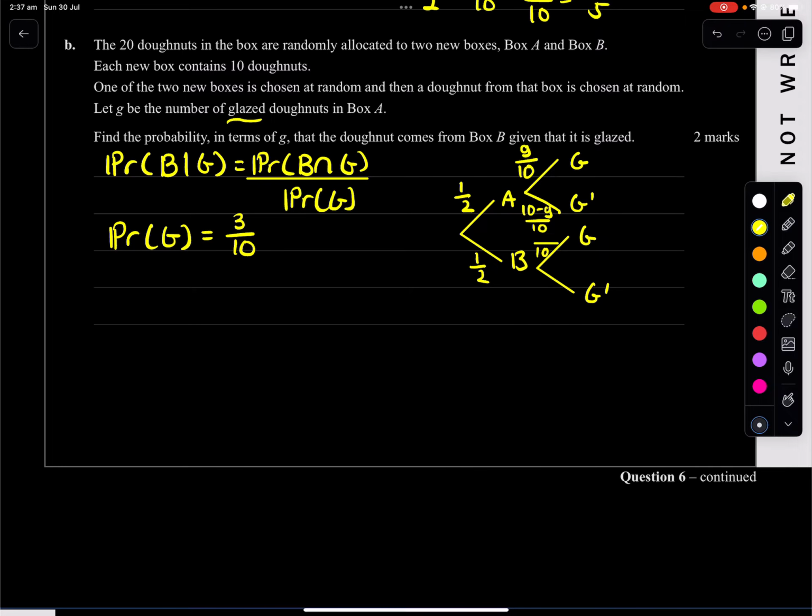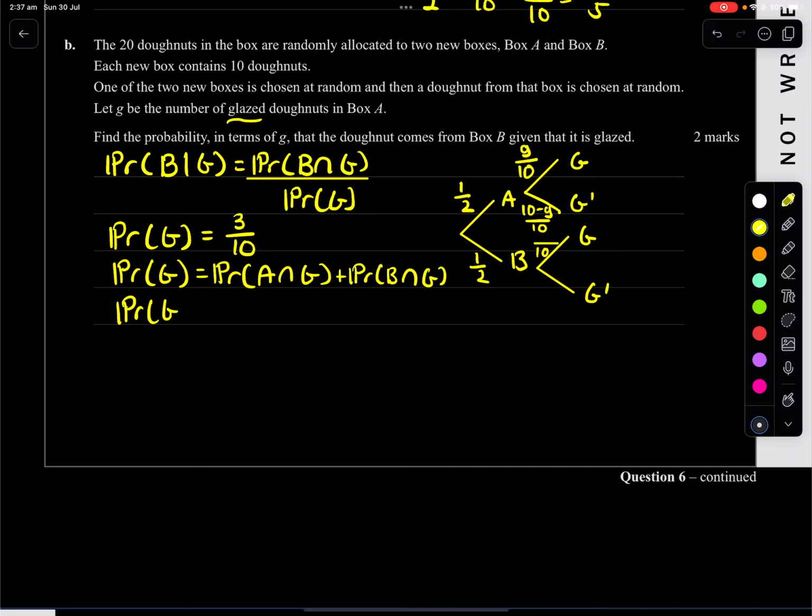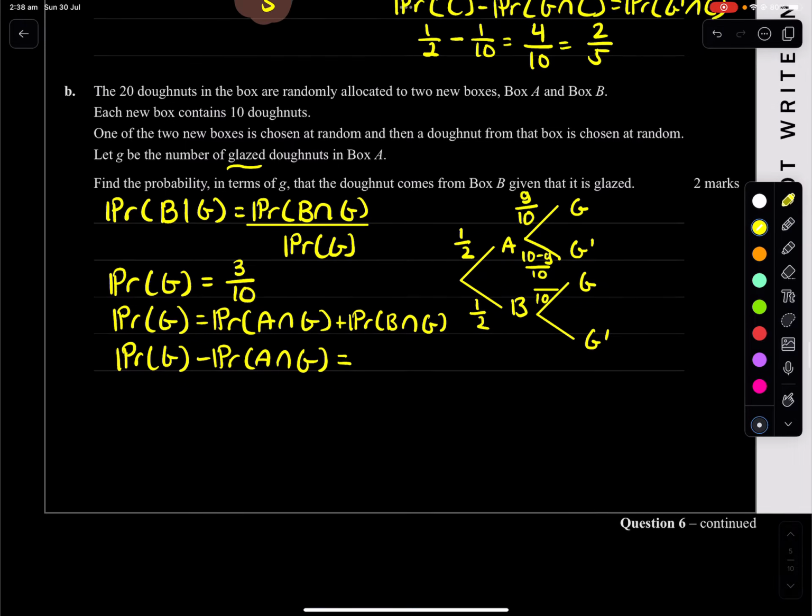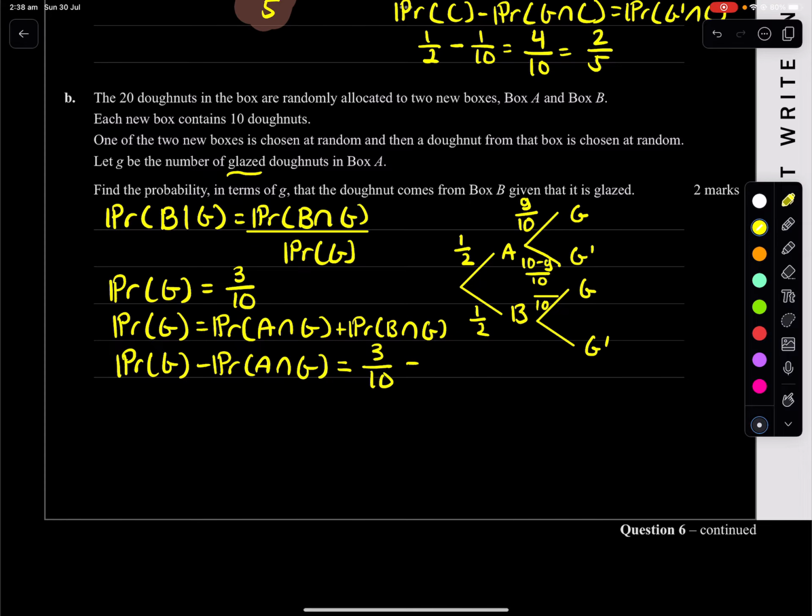That's what we know. And we know that the probability of glazed is equal to the probability of box A intersection G plus the B intersection G. And we want to find that B intersection G, so it will be the probability of G minus the probability of A intersection G. So what's the probability of G? Well, it was 3 on 10 minus the probability of A intersection G. So A intersection G is this one over here, which is G over 20. That's 6 minus G, all over 20.